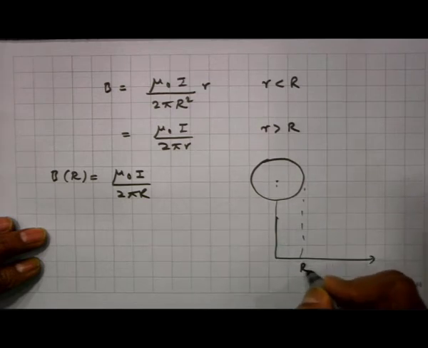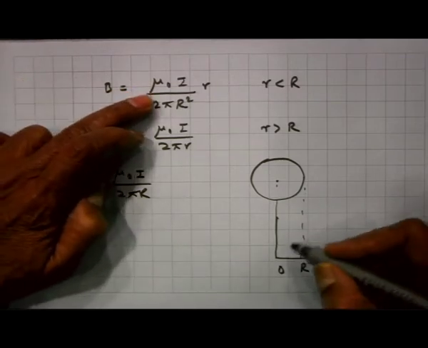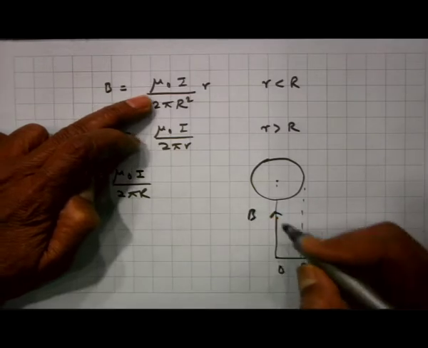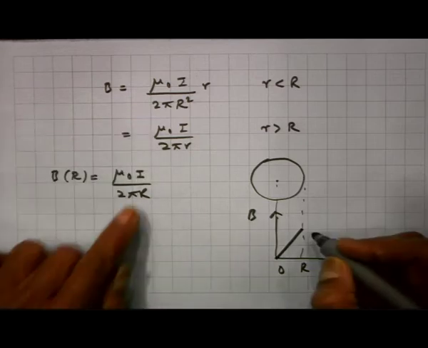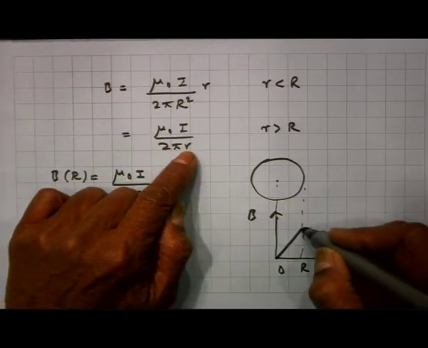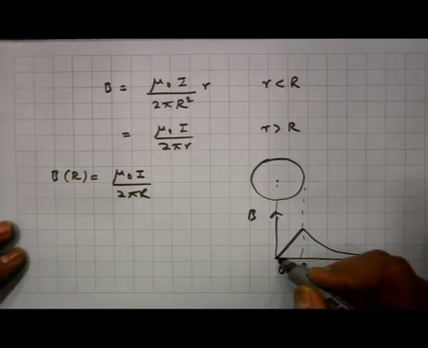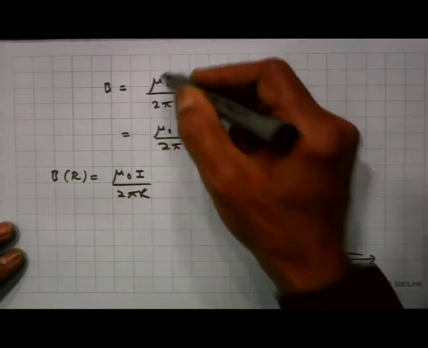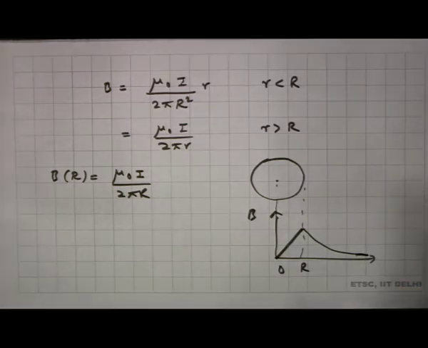So, this is R. Look at this formula. The magnetic field at r equal to 0 is 0. So, this is the magnetic field here. It increases linearly with r up to the point capital R, and then it decreases as 1 by r. From 0 to R, the magnetic field increases linearly. It is some constant here outside, and then it decreases as 1 by r outside the wire, and that is the distribution of magnetic field for a current carrying conductor of radius R.